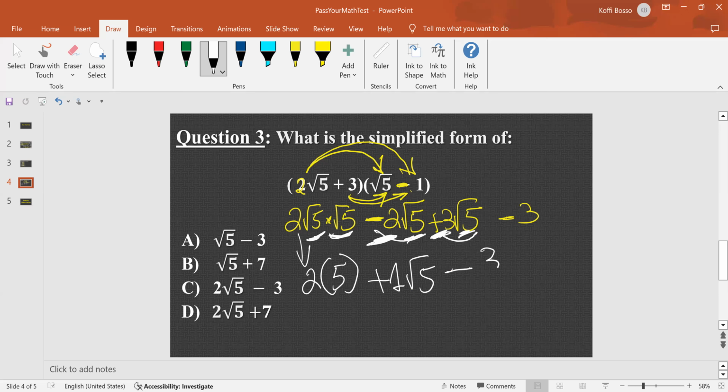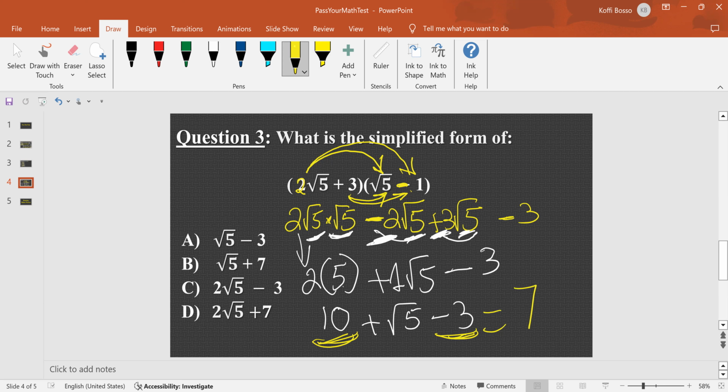So minus 3. Now you will see that the 2 multiplied by 5 here is 10. So I have a 10 plus radical 5 minus 3. 1 radical 5 is same as radical 5. Now when we have this, we can combine like terms. Like terms will be 10 and the negative 3. We cannot combine with the radical 5 because the other numbers don't have a square root. So 10 minus 3 gives you 7, and we keep the radical 5. Therefore, the correct choice here is radical 5 plus 7.